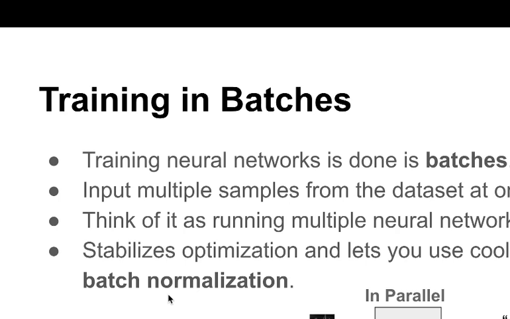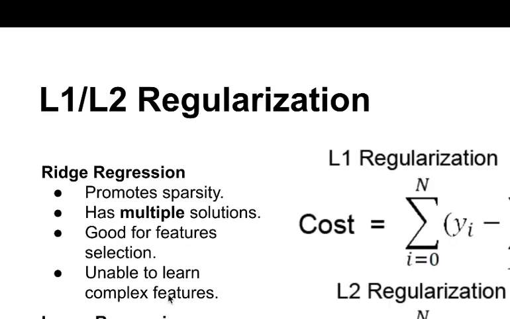And then they'll all be predicting different things. And the reason why you do this is it stabilizes optimization, because say one of these data points gives you really noisy gradients and it puts you in the wrong place. But by doing it across all of these, you're taking the average of these gradients essentially, right? And then by doing that, it tells you a more holistic view of where you want to end up, right? Because the gradients are considering all of these cases, not just one that might be an outlier. And by training in batches, it lets you use cool regularization techniques like batch normalization.